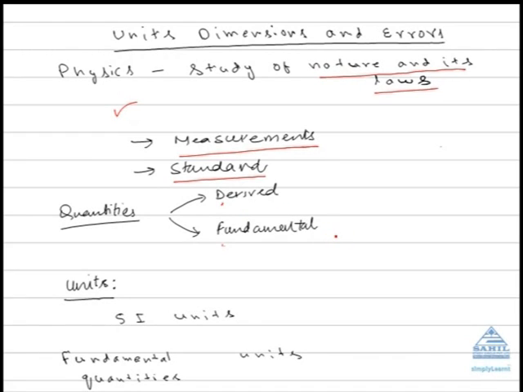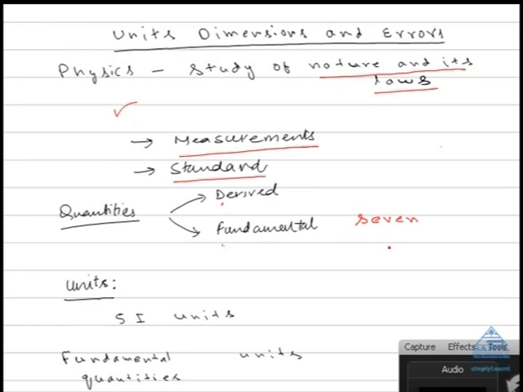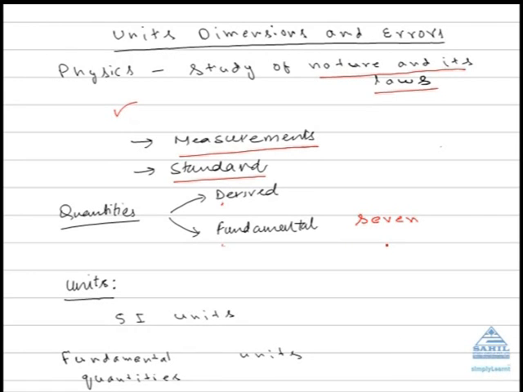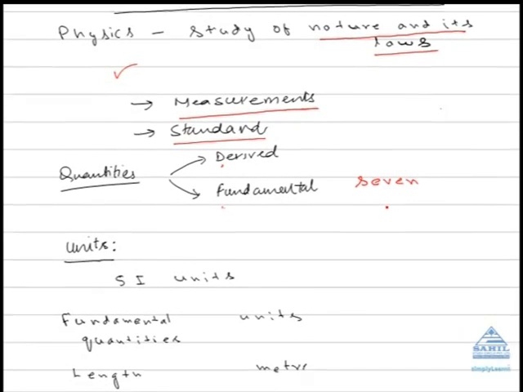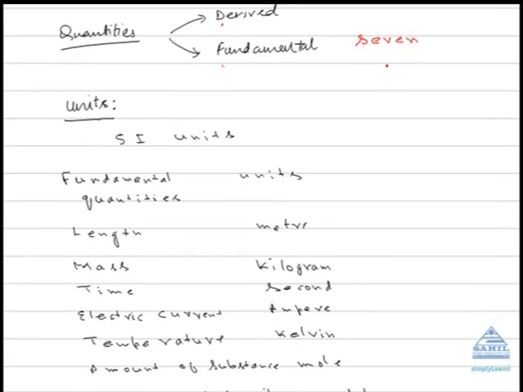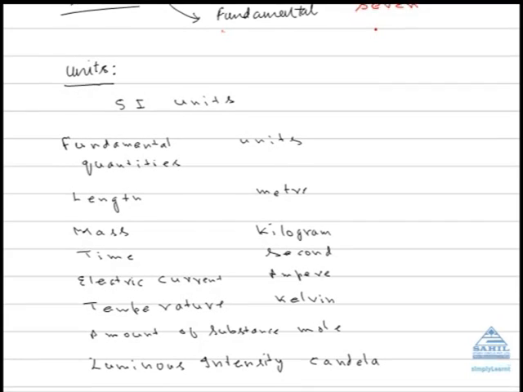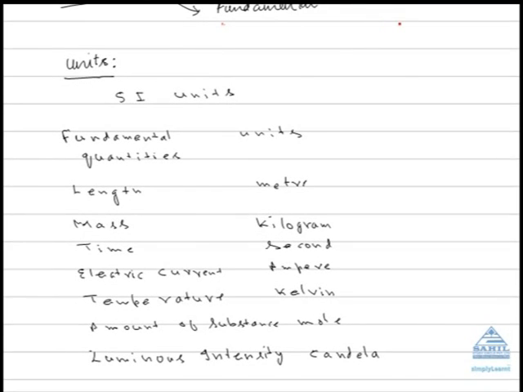Now, it turns out that the number of fundamental quantities is 7. Now, we have different systems of units, and in each system of units, the number of fundamental physical quantities is 7. The most popular system of units is SI units.